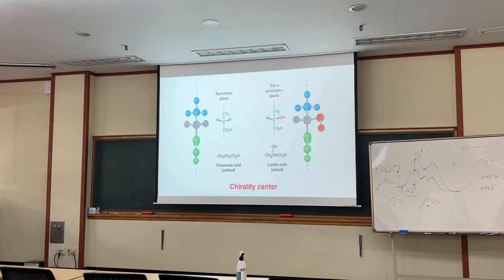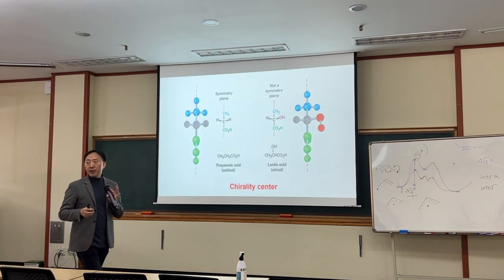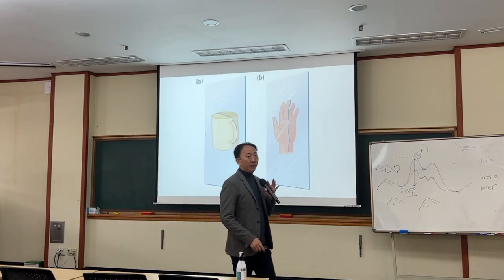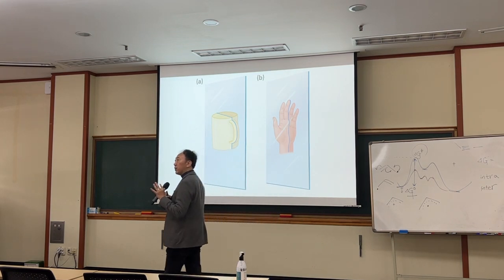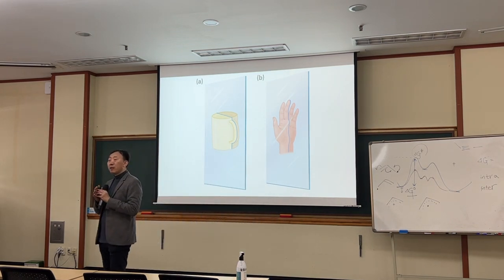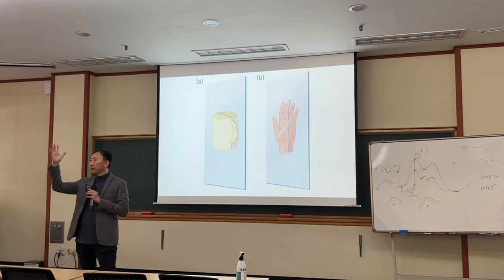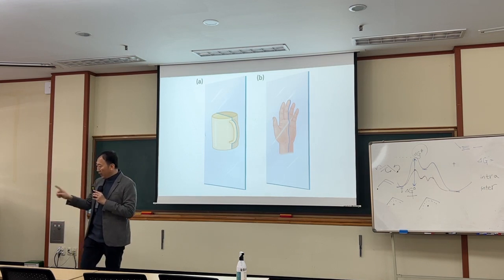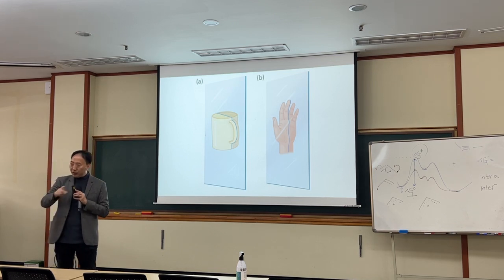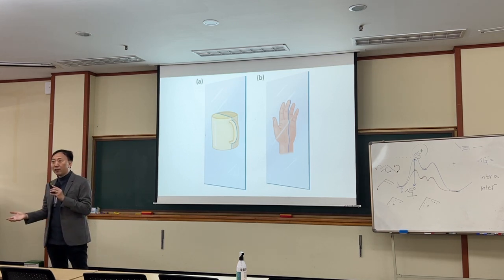Physical properties are almost the same. Melting point and everything is the same except the optical rotation, right? But for chiral materials, a chirality center is not necessary. My hand is chiral, but where is the chirality center? It's difficult to point out, right? And there's a right-handed screw, a left-handed screw. They are also chiral, but it's difficult to define which one is the chirality center.